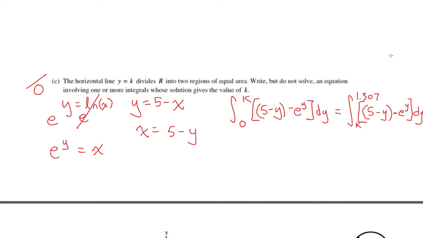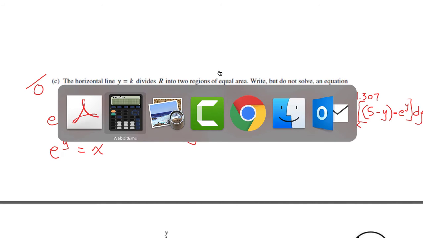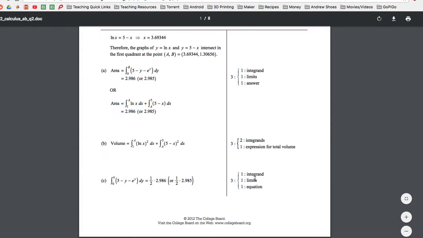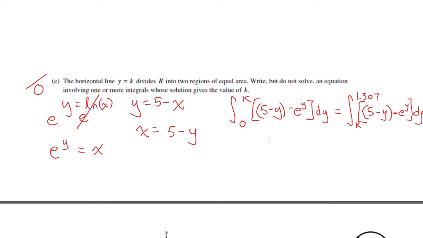So what can we get 1 point out of? Let's look at the scoring guide. You get 1 point if you have the integrand. So 1 point if you get all of this integral set up. 1 point if you get the limits from 0 to k and from k to 1.307. They did theirs a little bit different, but you get 1 point if you just have the equation set up correctly.